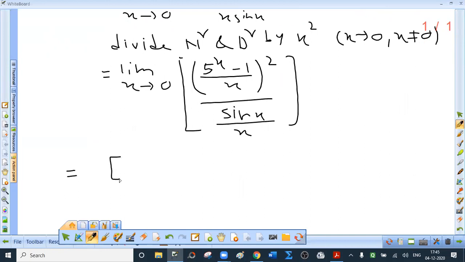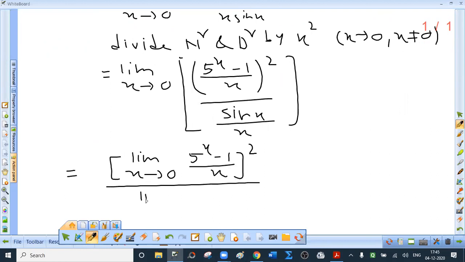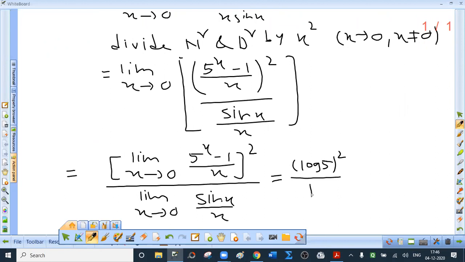So next step again, what is the limit of a square? Square of the limit. So limit as x tends to 0 of (5 raised to x minus 1 upon x) bracket square, divided by the limit as x tends to 0 of sin x upon x. So what is the value of this limit? The value of this limit is (log 5) bracket square upon 1. So log 5 square is the final answer. I hope you won't say this is 2 log 5. No, 2 log 5 is log of 5 square, that is log 25. It is the square of log 5, that is log 5 into log 5.